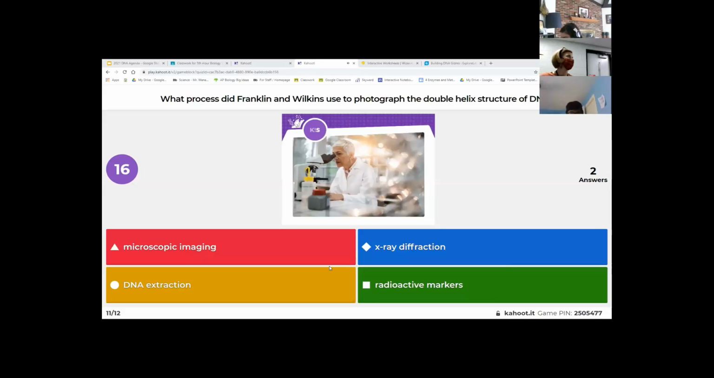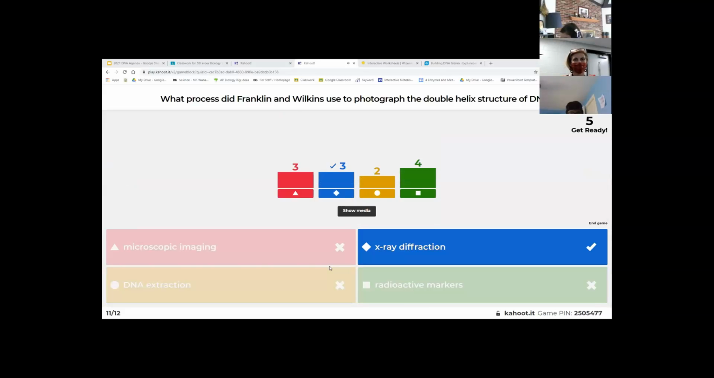We looked at photo 51 last time we were together. Photo 51 was a picture taken of DNA, and it was made through X-ray diffraction.